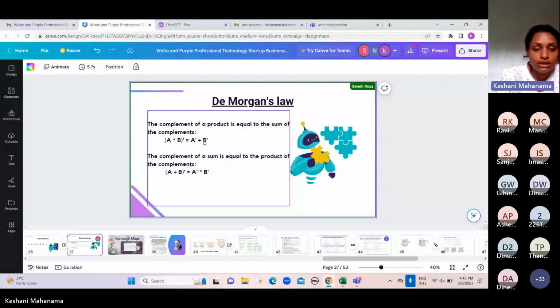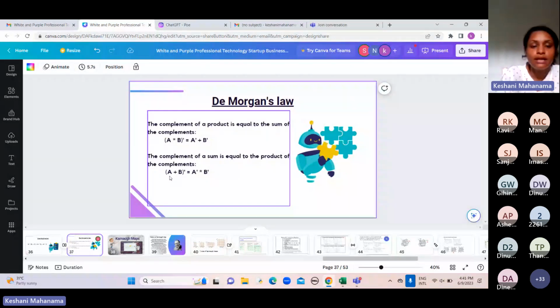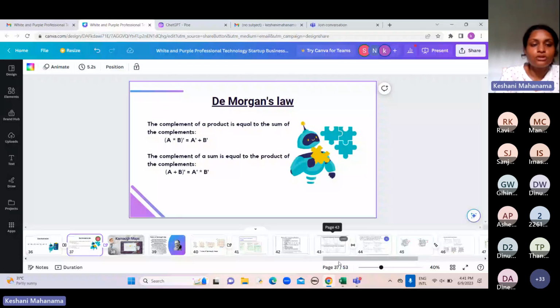And also here, (A + B)' is equal to A' · B'. It means here we have an OR gate, but when it comes to here, it has an AND gate. So De Morgan's law can also be presented like this.